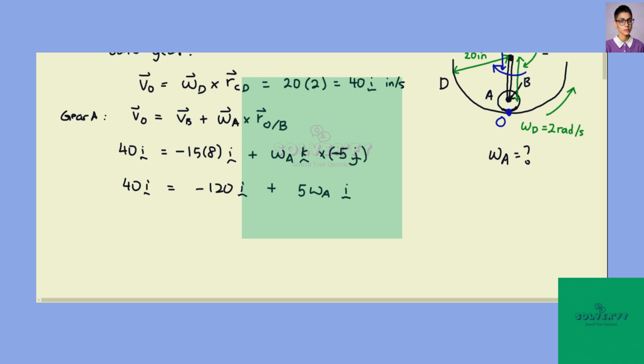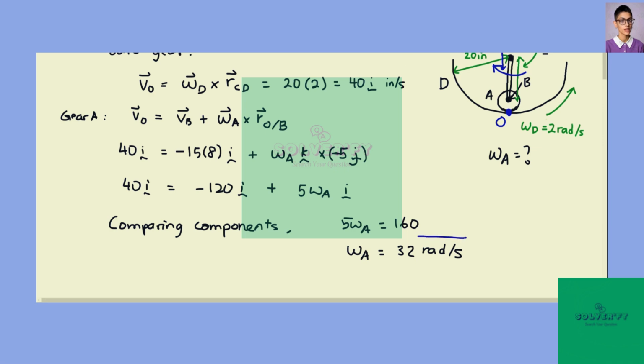So k cross minus j gives you i. So you can see that comparing components, 5 omega A is equal to 160, and then omega A will just be 32 radians per second. So this is the answer for this question.